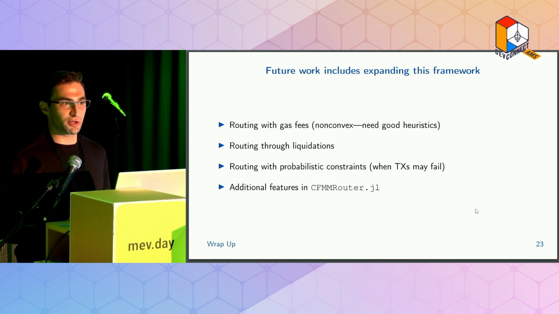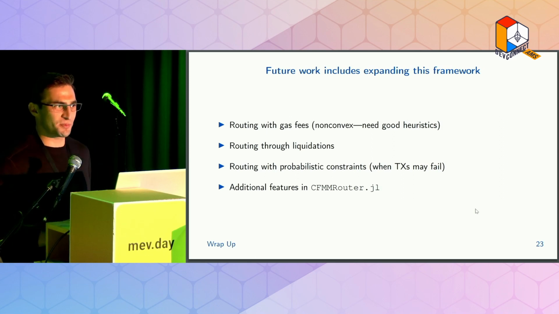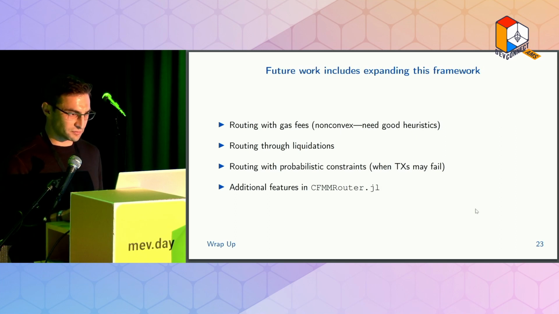In addition, you could include things like liquidations in this framework. So like gas, this is kind of a discrete thing. And this is something that we're thinking about extending the framework to. Finally, probabilistic constraints are important when you have transactions that might fail. And we'd like to add some of these additional features in the open source package. I will give a warning, it's not super optimized. It's more intended to be used as a reference implementation, but we do hope it's quite fast regardless.